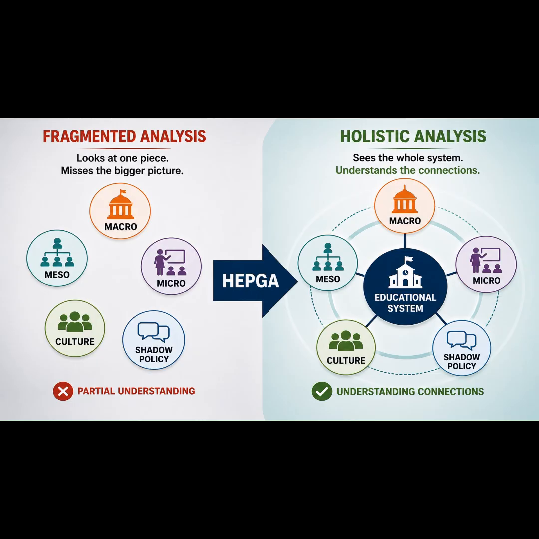The key idea is that educational outcomes are rarely produced by a single factor. They emerge from the interaction of policies, governance structures, organizational cultures, informal practices, educators, learners, and communities. HEPGA therefore encourages us to move beyond isolated explanations and toward a systems perspective. Rather than asking which single factor is responsible for a problem or outcome, HEPGA asks how multiple factors work together to shape educational experiences and decisions.